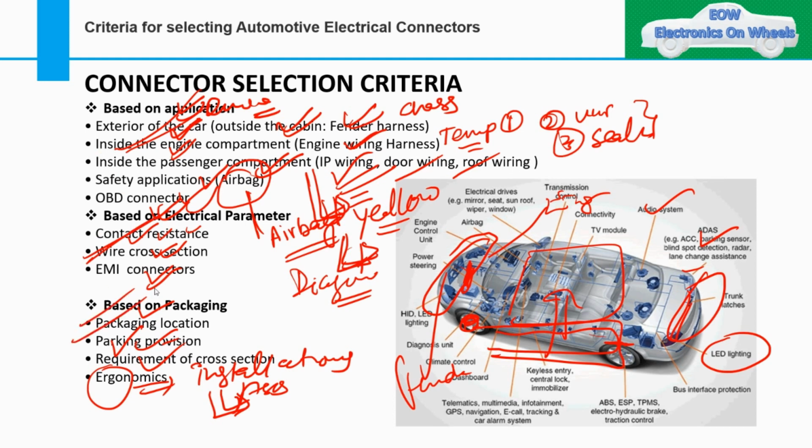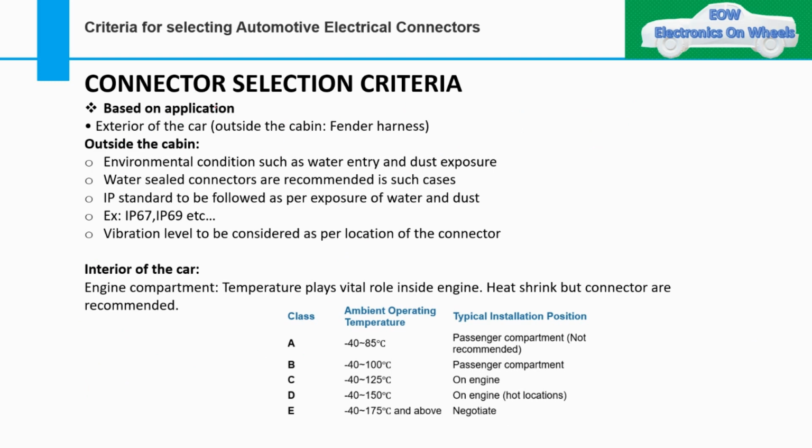So I will discuss one based on application. In application, as I already told you, outside the cabin, fender harness. Outside the cabin, you have to take care of environmental conditions such as water entry and dust exposure. Water shielded connectors are recommended in such cases. IP standard you have to follow. I have already discussed in the last video what the IP standards are and what things you have to follow. Which IP 69, IP 67, what are the IP. Then vibration level is to be considered as per location of the connectors. Okay, that also I have discussed.